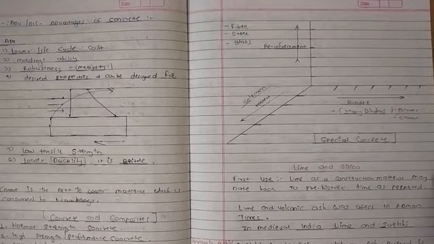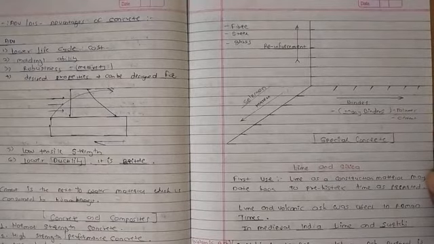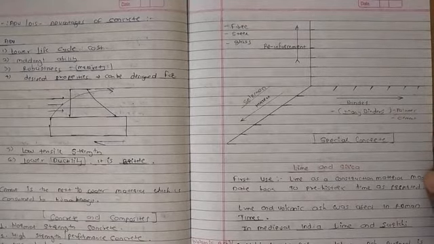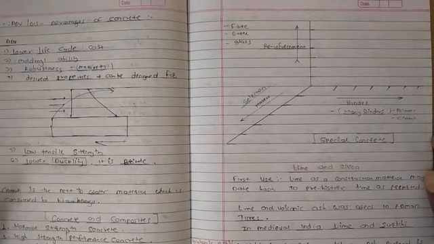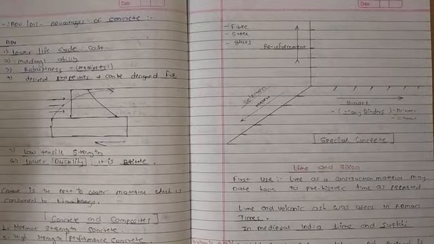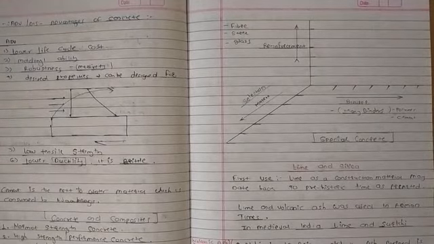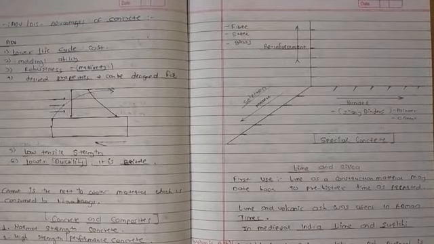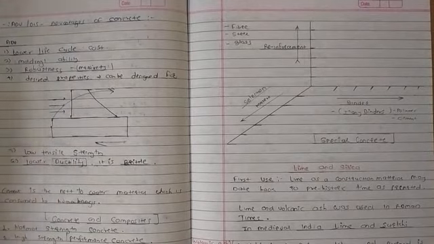Lime has been used since BC. It is very difficult to even predict at what time we first used lime as a construction material. But lime and volcanic ash were used in Roman times. We have proof that the Romans used lime and volcanic ash together as a construction material.